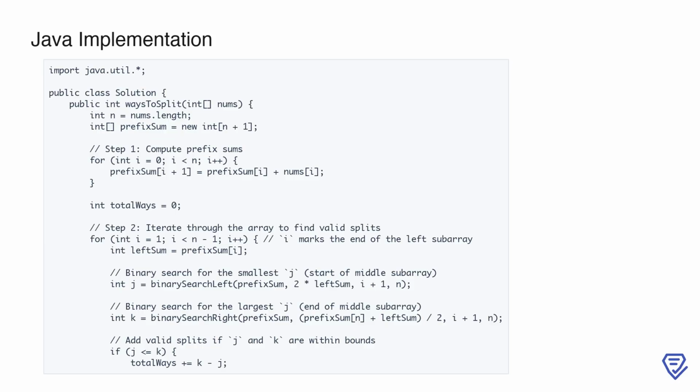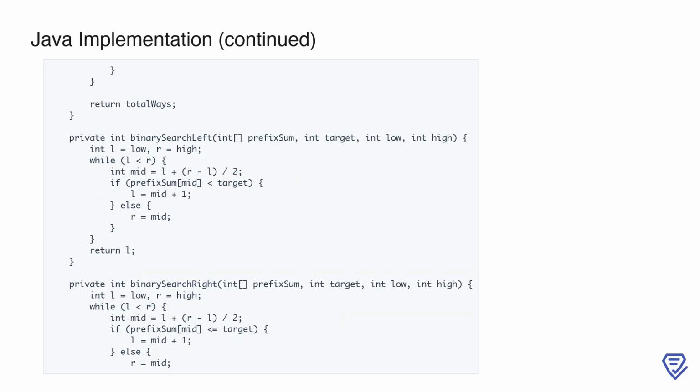Then, we use binary search to identify the range of indices j that can serve as the start or end of the middle subarray, ensuring that the split conditions are satisfied. Specifically, we call two helper methods, binary search left to find the smallest valid j and binary search right to find the largest valid j. Finally, if the range defined by j and k is valid, we calculate the number of splits for this configuration and add it to total ways. Once the loop completes, we return the total ways variable, which now contains the total number of valid splits for the given input array.